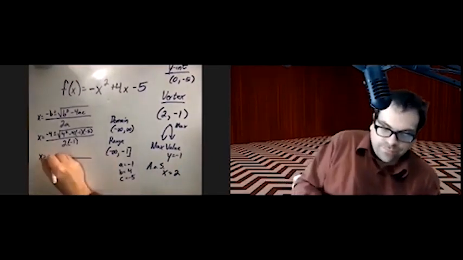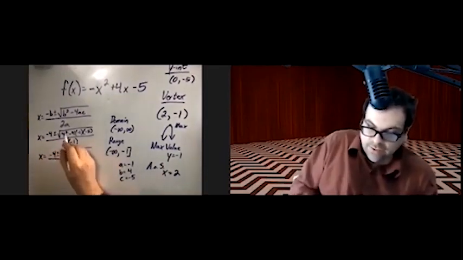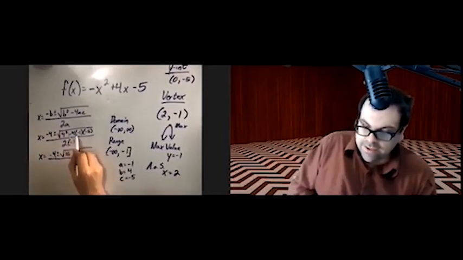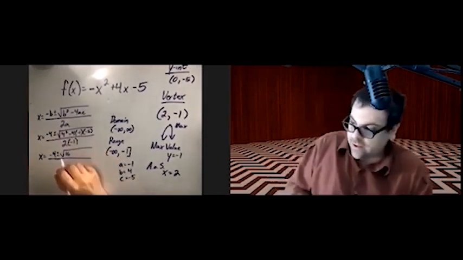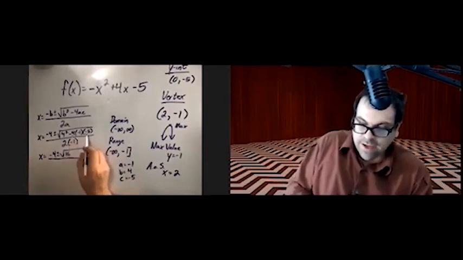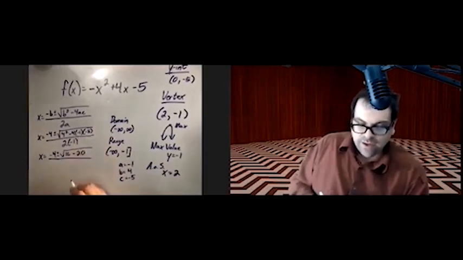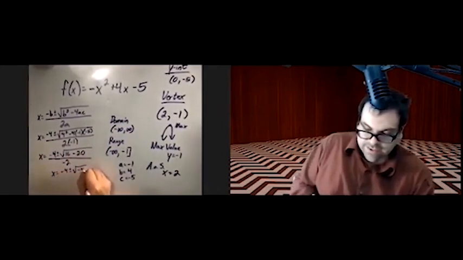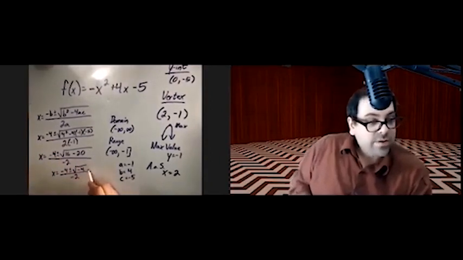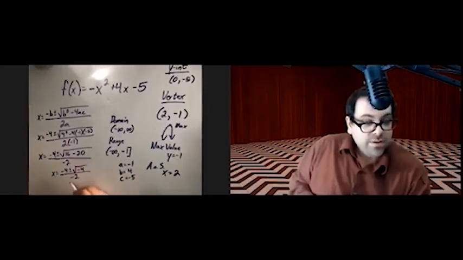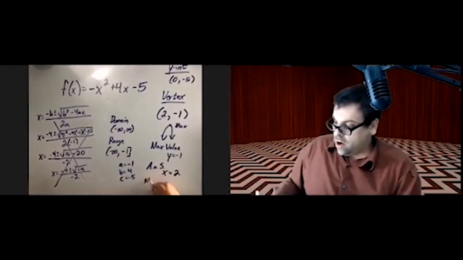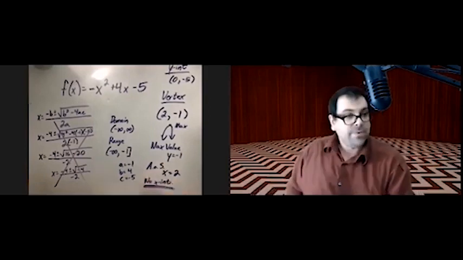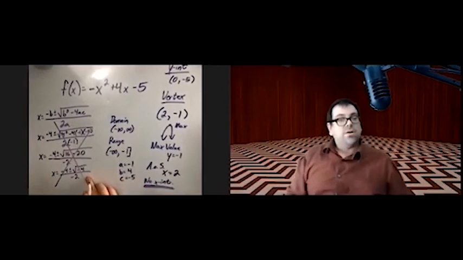X equals negative 4 plus or minus, in here, 4 squared is 16, and then minus, minus, minus. That's going to end up being a negative. Negative 4 times negative 1 is positive 4 times negative 5. It's going to be a minus 20. Now look what happened. 16 minus 20. That says the square root of negative 4. Can we take the square root of a negative number? No. That means this isn't a real number. No X intercept, because when we tried to find the X intercept, we got not a real number.